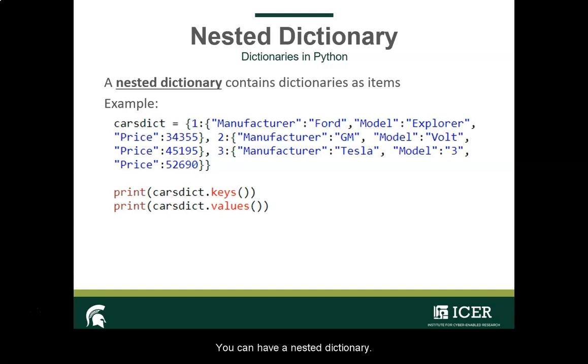You can have a nested dictionary. This is a dictionary that contains dictionaries as items. So here I have an example where I have key 1, which will give me information about effectively car number 1, key number 2, which will give me information about car number 2, and key 3, which gives me information about car number 3. Notice how when I do my keys and my values functions, I now get dictionary values rather than individual string values.